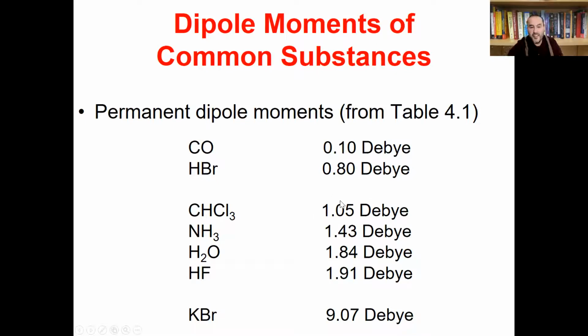As you'll see practically, whether a molecule has a permanent dipole moment greater than 1 or less than 1 makes a big difference, as we're going to see later. You can see some, like potassium bromide, have a very strong permanent dipole moment, whereas you have HF, water and ammonia, slightly more than 1. But again, as we will see, whether a molecule has a permanent dipole moment less than 1 or greater than 1 is important.